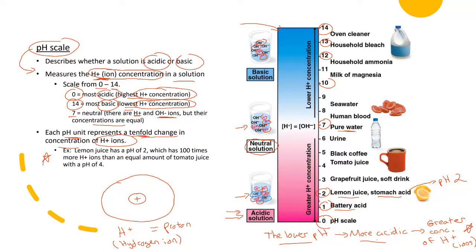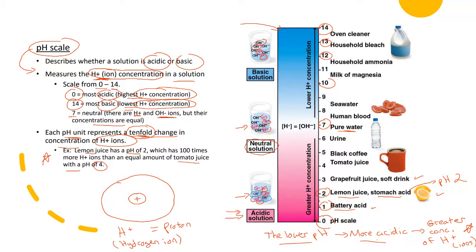If you compare the same volumes of lemon juice, which has a pH of 2, and tomato juice, which has a pH of 4, the difference in concentration is going to be 100 times. Why? Because it's a tenfold change. So, since we're going downwards, a pH of 1 is going to have 10 times more hydrogen ions than a pH of 2, right? A pH of 2 is going to have 10 times more hydrogen ions than a pH of 3, right?